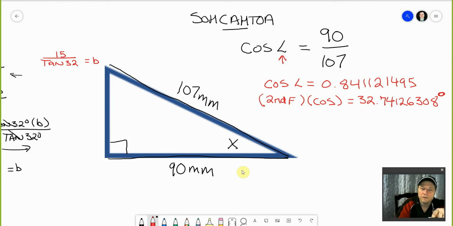But what if the requirement is whole degrees? What would I round this to for whole degrees? 33. Yes, I round this to 33 degrees because 7 is greater than 5, right? And that rounds me up to 33 degrees. Okay.